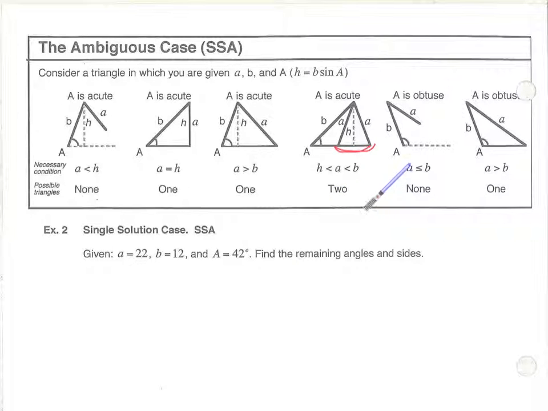The only other thing that can happen is what if A is an obtuse angle? Only two things can occur. You can have no solution when they give you an obtuse angle, or you can just have one triangle. There's not going to be two triangles with an obtuse angle. It's not going to happen. So the only time you could have two solutions is if the angle that they give you is acute.